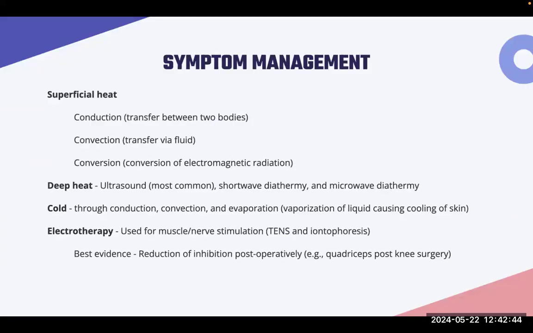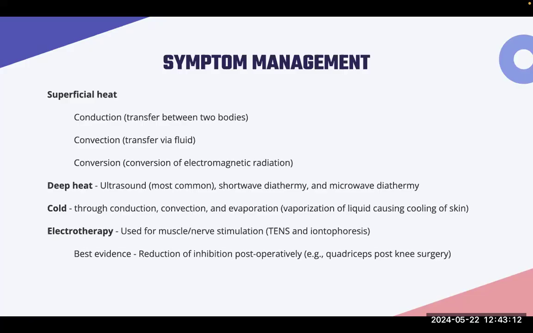They talk about heat and cold. These terms, again, all science terms, I feel like is good to review and to know because they could ask us about it. Superficial heat is like, just think of a heating pad, right? Conduction, transfer between two bodies. Convection, transfer via fluid, like a hot water. And then there's conversion of electromagnetic radiation. Then there's deep heat, which, when we talk about ultrasound, like they use ultrasound in physical therapy.